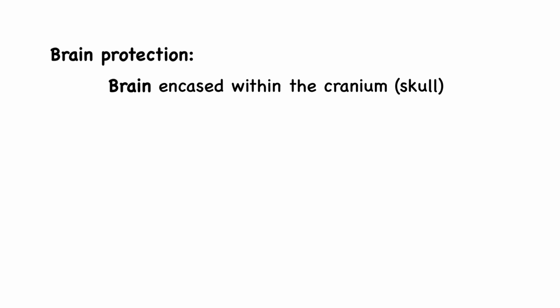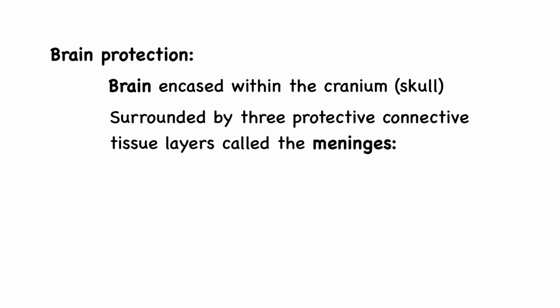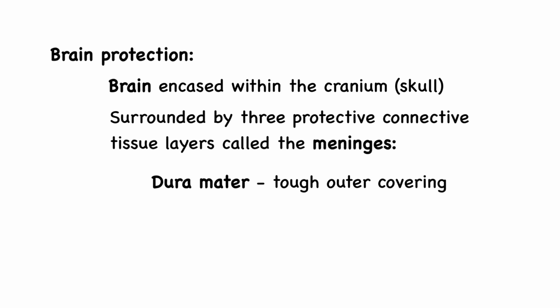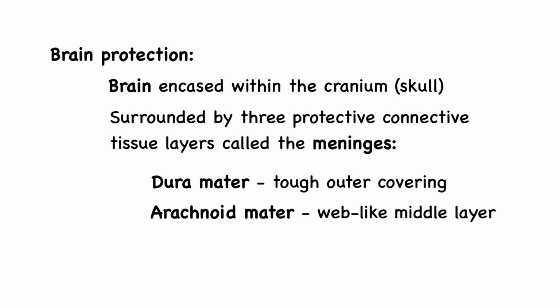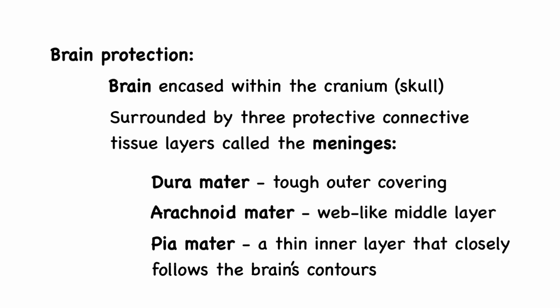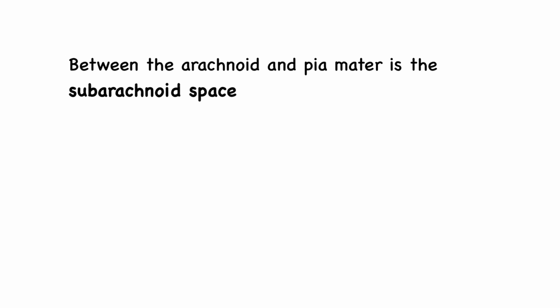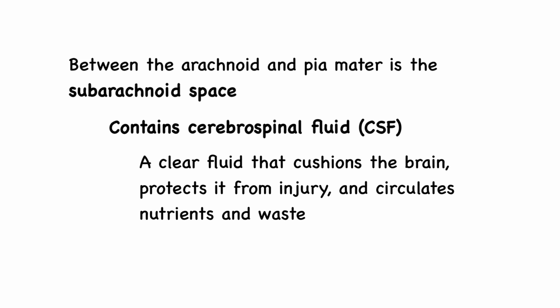The brain itself is encased within the cranium, or the skull, and it is surrounded by three protective connective tissue layers called the meninges. The meninges consists of the dura mater, which is a tough outer covering, the arachnoid mater, which is a web-like middle layer, and the pia mater, which is a thin inner layer that closely follows the brain's contours. Between the arachnoid and pia mater is the subarachnoid space, which contains cerebrospinal fluid. This is a clear fluid that cushions the brain, protects it from injury, and circulates nutrients and waste.